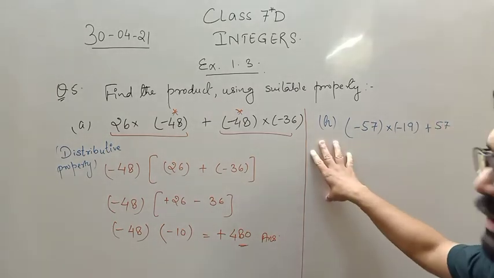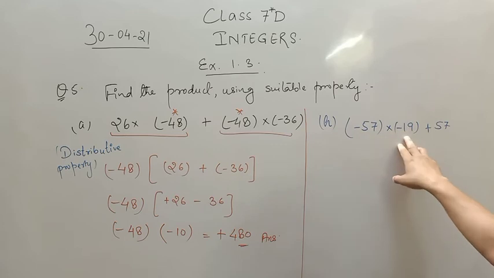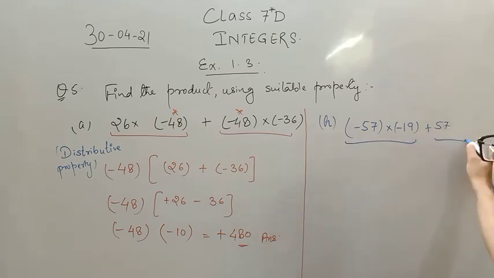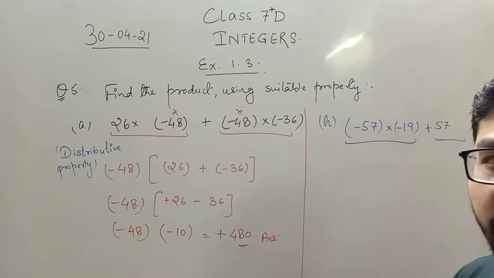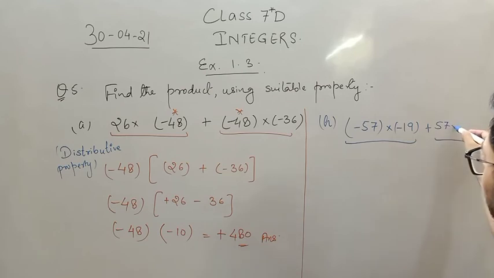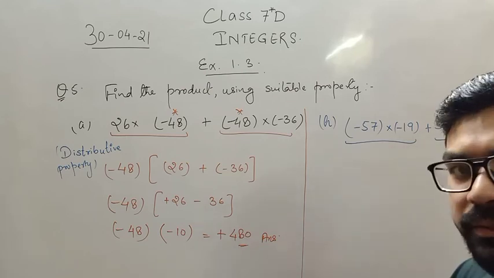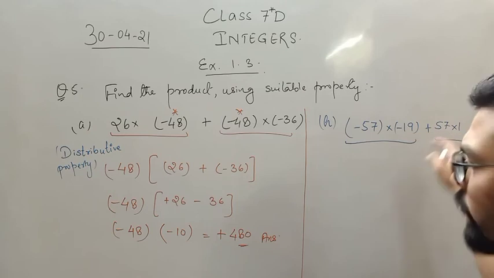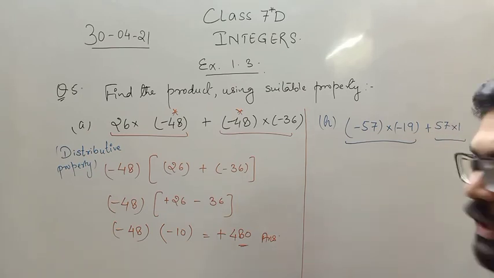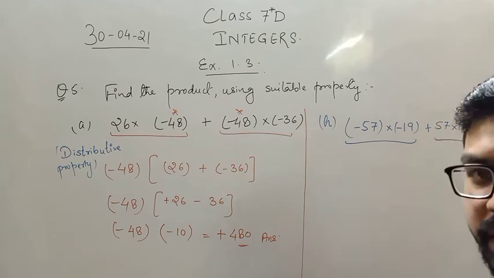Now the H part is, you have minus 57 into minus 19, so this is the first term, and in the next term you have only 57. Now don't confuse in this. Can I write 57 like 57 into 1? Any doubt in this? Because 57 into 1 is equal to 57. So there will be no change in the expression if I multiply 1 with 57, right?